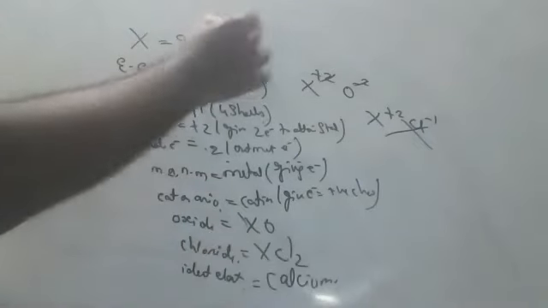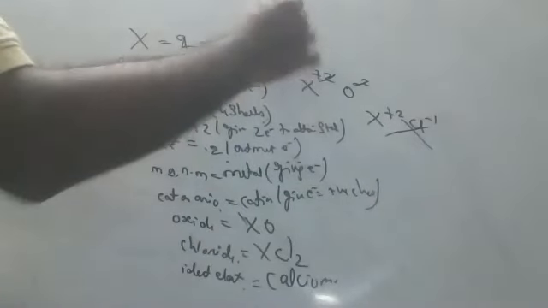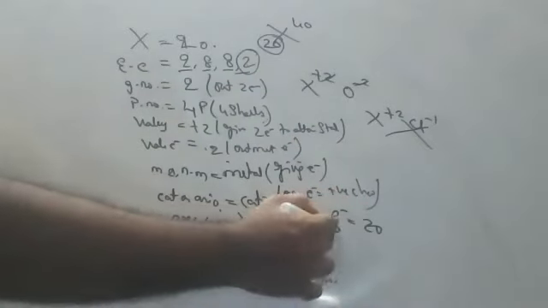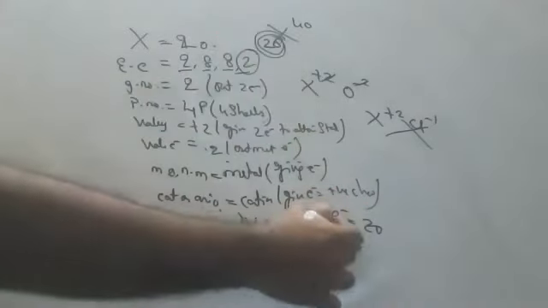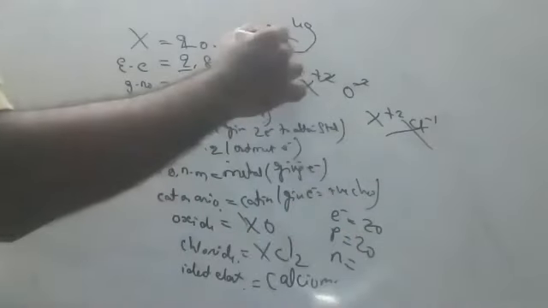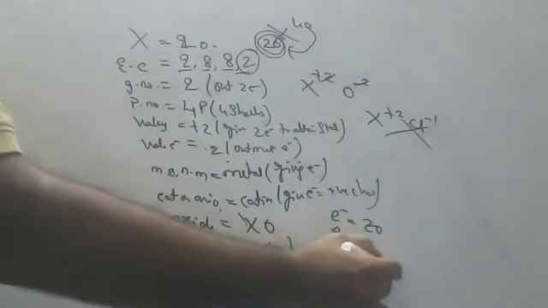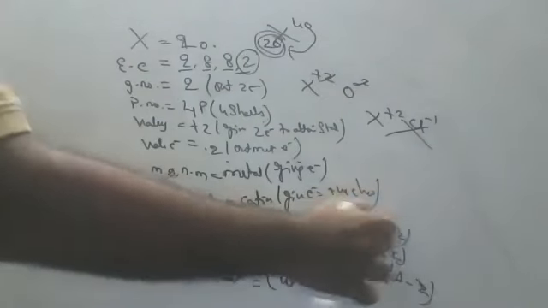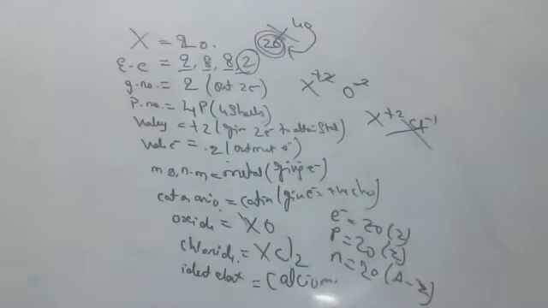Then they will ask electrons. Number of electrons 20. Number of protons 20. Number of neutrons: 40 minus 20, again 20. Neutrons is mass number minus atomic number. This is atomic number. Electrons is equal to protons.